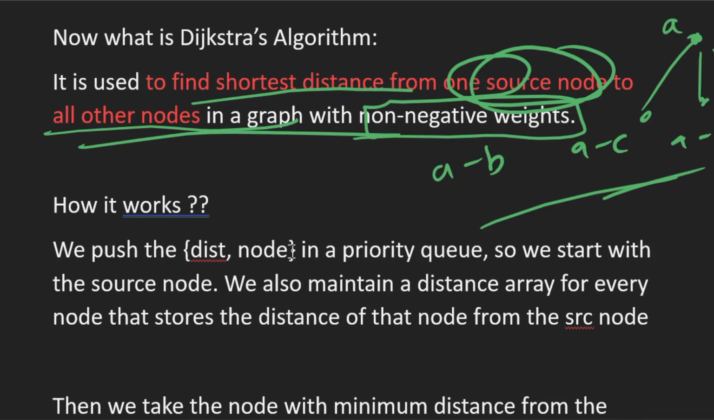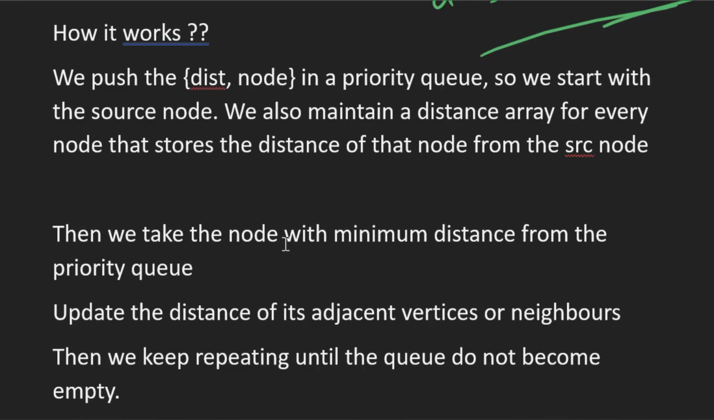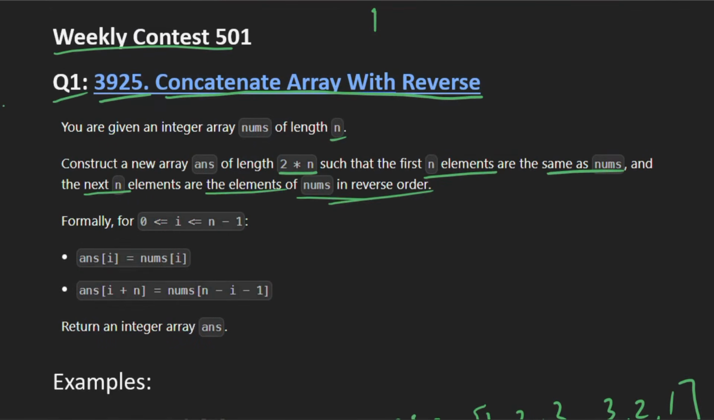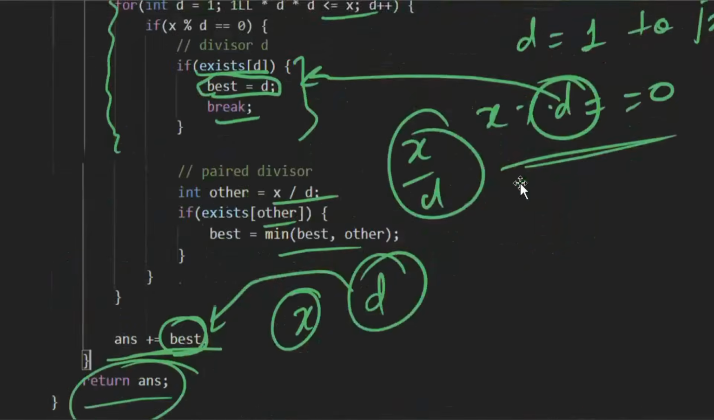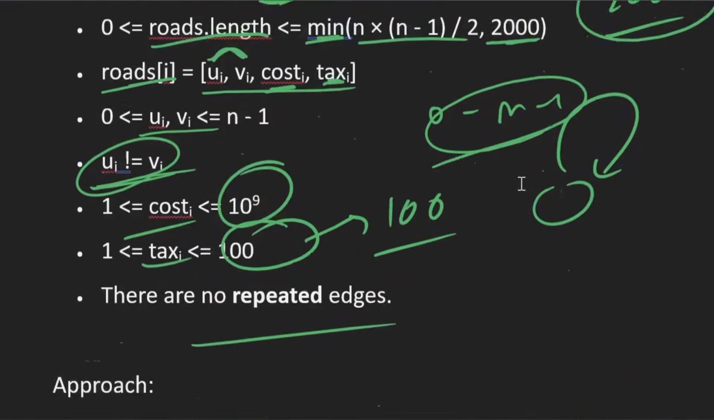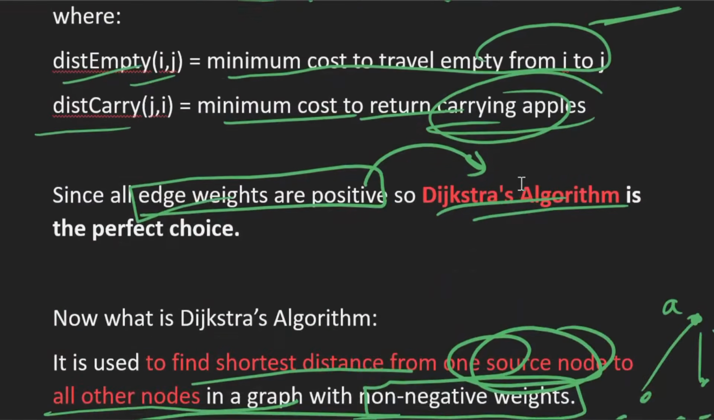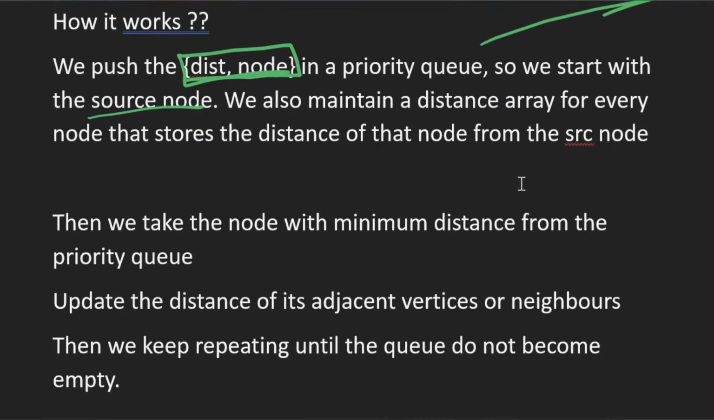Now, how does Dijkstra algorithm work? Basically we take a priority queue which will store distance comma node. We start with the source node. So we push the distance of the source node, which will be 0, and the source node in the priority queue.